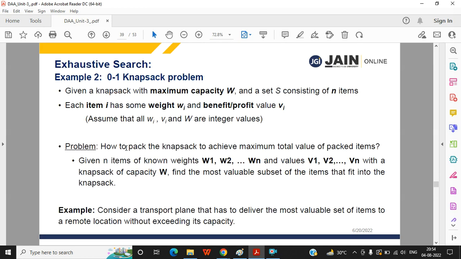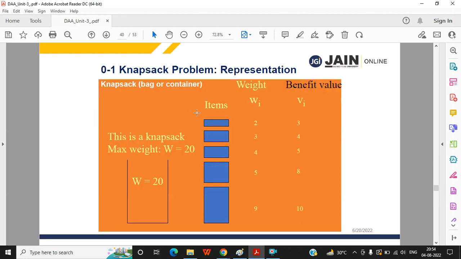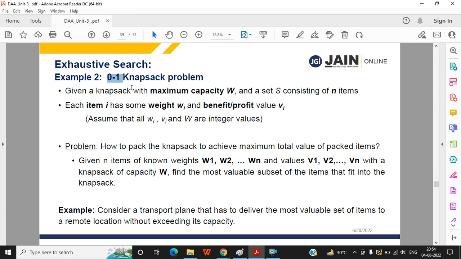Okay, fine. Next is your knapsack problem, the zero one knapsack problem. You have two kinds of knapsack problem: one is your zero one, another is your fractional knapsack problem. This zero one knapsack problem is sometimes also called the binary knapsack problem. I don't know if they mention it here. So what is a knapsack problem basically?